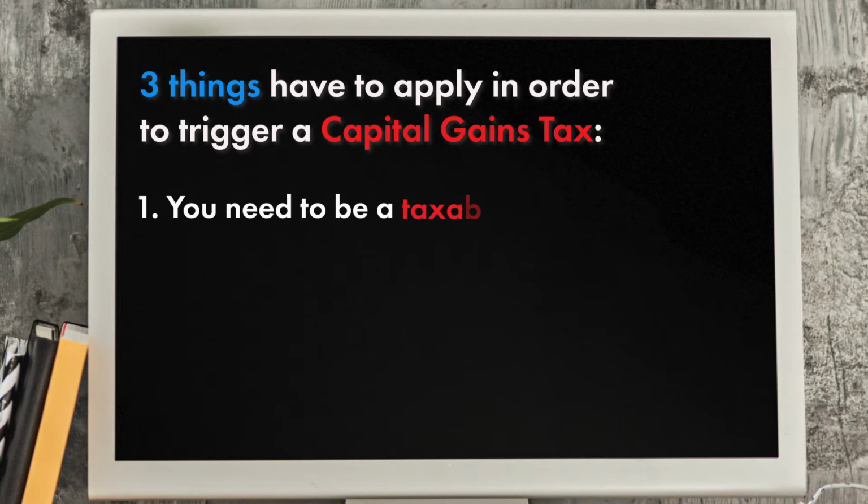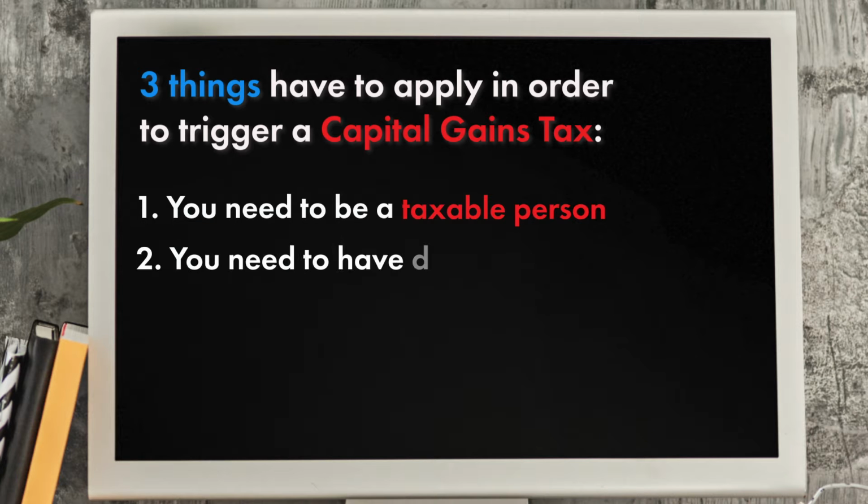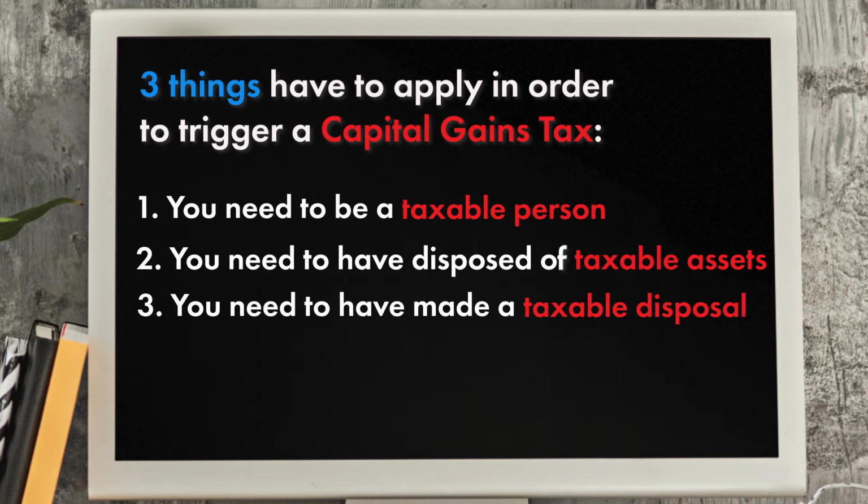Remember, the following 3 things have to apply in order to trigger a disposal for capital gains tax purposes. Number 1, you need to be a taxable person. Number 2, you need to have disposed of a taxable asset. And number 3, you have to have made a taxable disposal. Now, if you're an individual investor or trader of crypto, then depending on where you are resident in the world for tax purposes, you are the taxable person. Crypto assets are taxable assets. And finally, I've already listed out the 4 most common taxable disposal or disposition events.